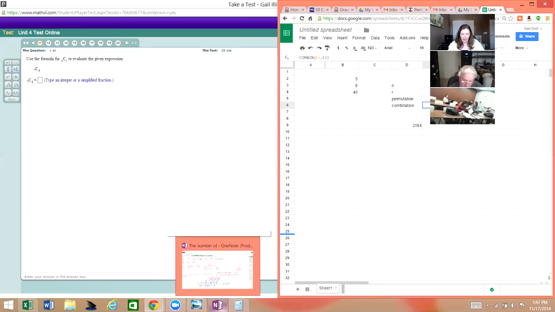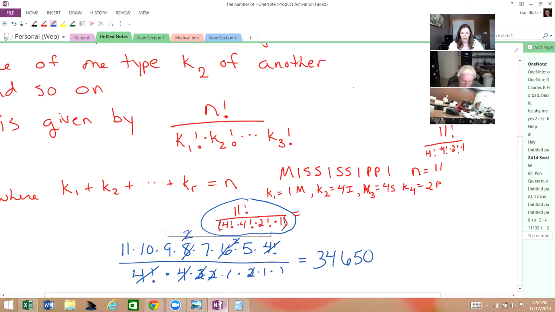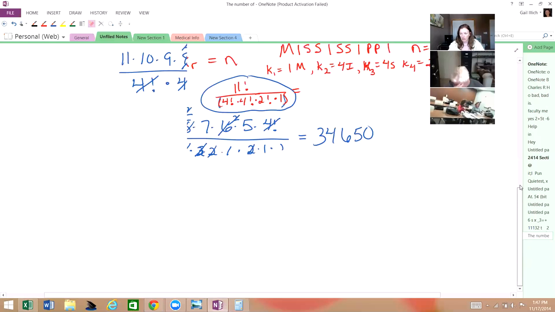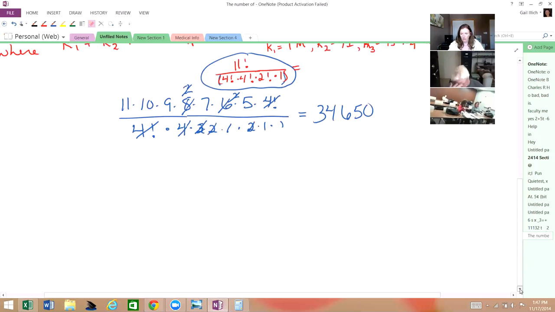Shay, do you want to do this one by hand? Sure. Such enthusiasm. How do you do it by hand? I think is it 7 factorial? Or is that a lie?